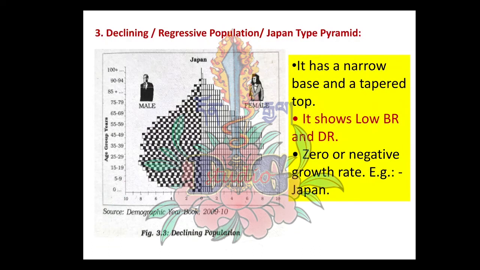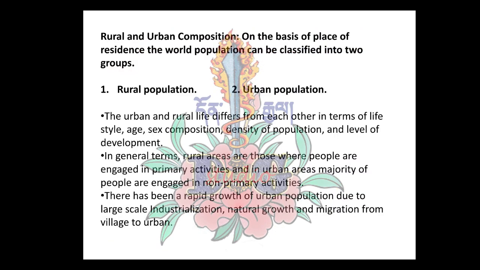The next composition that we are going to discuss is rural and urban population composition. Based on place of residence, where people are living, the population of the world is divided into two: rural and urban population. Rural and urban populations differ from one another in different aspects, such as lifestyle. Urban lifestyle is more luxurious, as compared to which rural has a simple lifestyle.